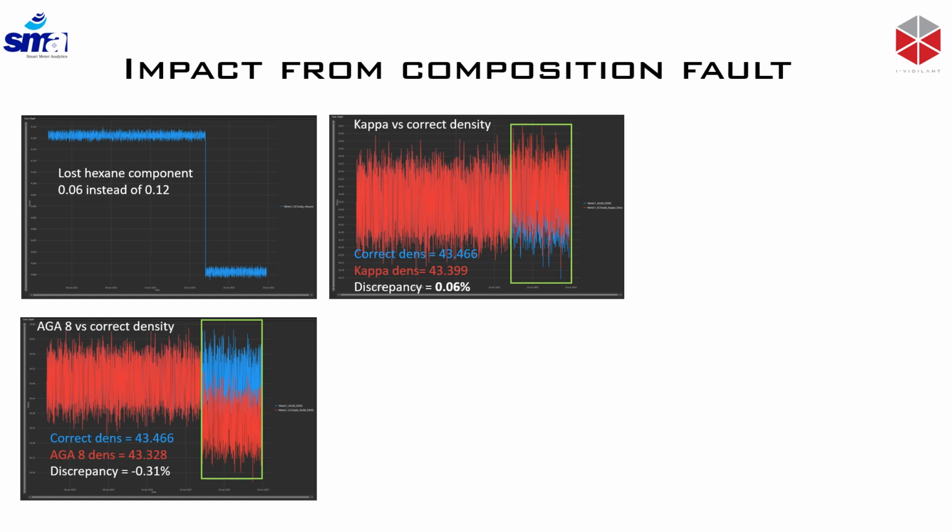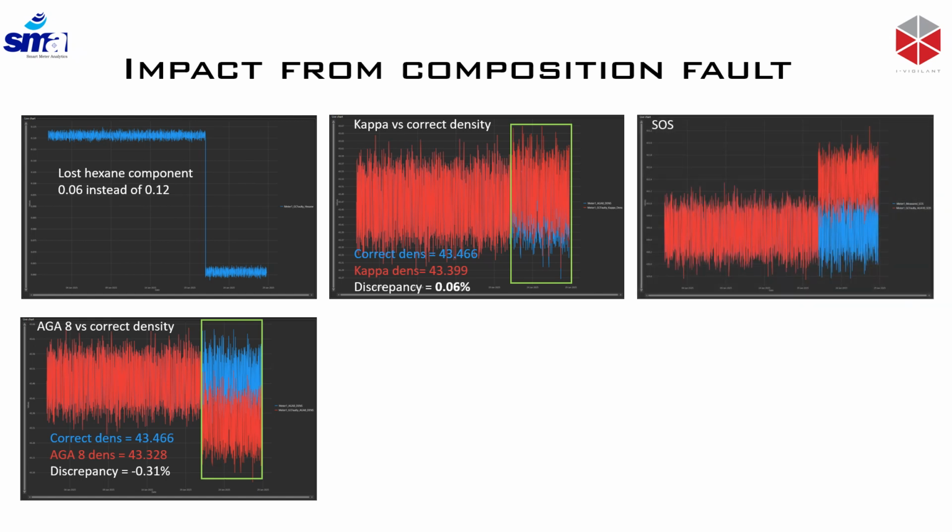But if you see the deviation between the kappa density and the AGA density, we actually get a discrepancy of about 0.37%. And then if we look at the speed of sound, we can see that the speed of sound discrepancy is about 0.19%. And again, the discrepancy in speed of sound is about half in comparison to the discrepancy between the kappa density against the AGA density.